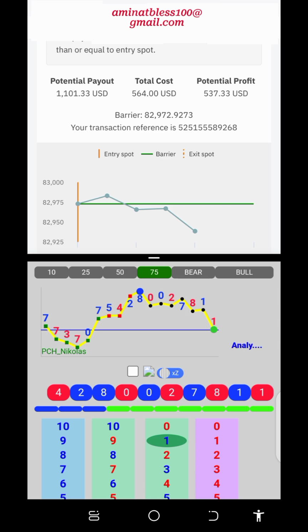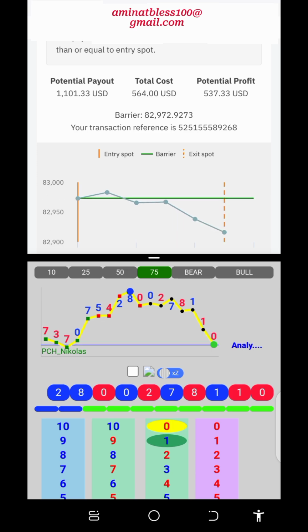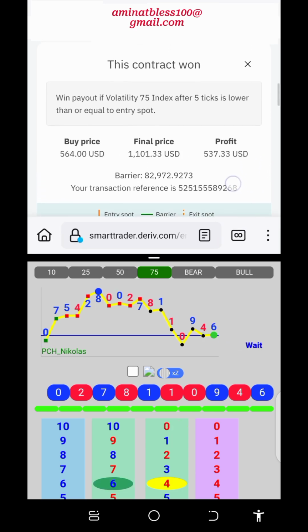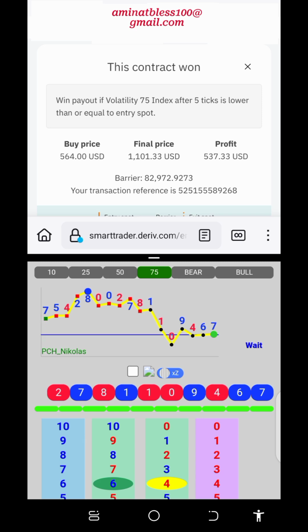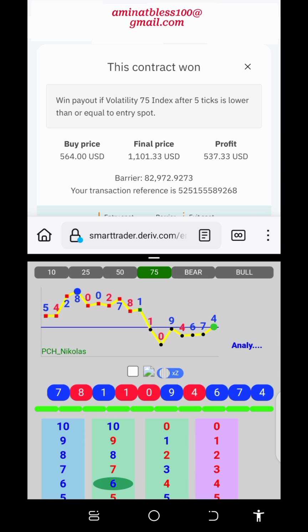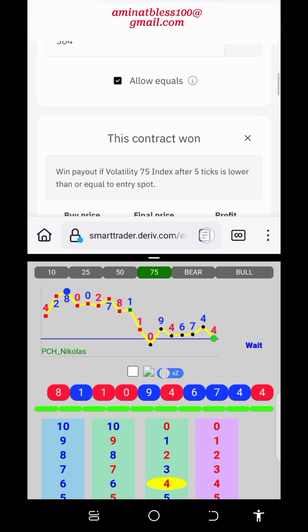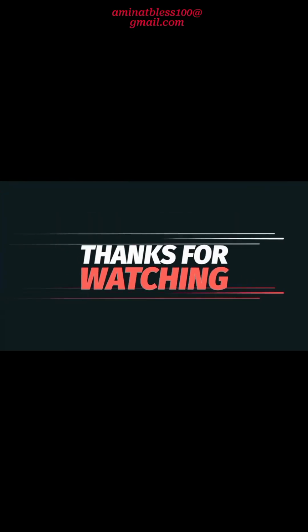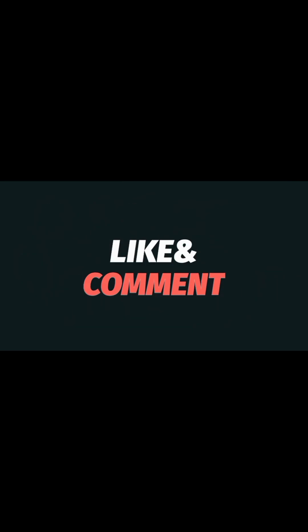To wrap things up, trading the rise and fall market on the Deriv.com platform offers traders the opportunity to profit from both upward and downward price movements. Deriv.com, rise and fall market, the best binary trading platform. Binary options trading has gained immense popularity in recent years for its simplicity and potential for high returns.